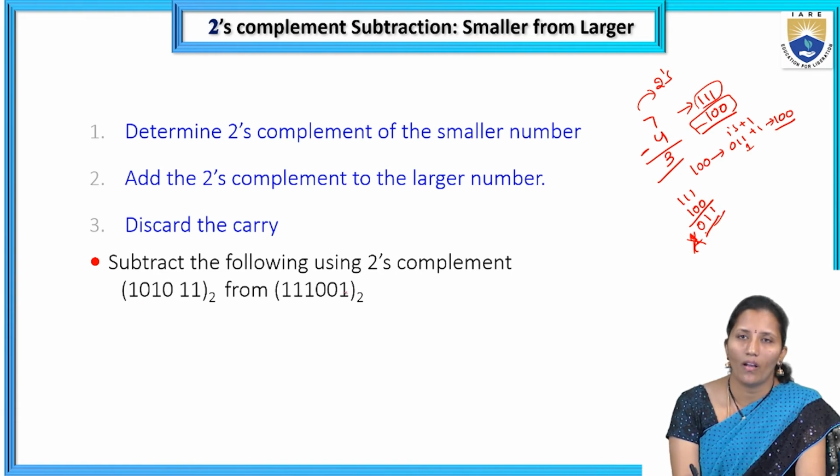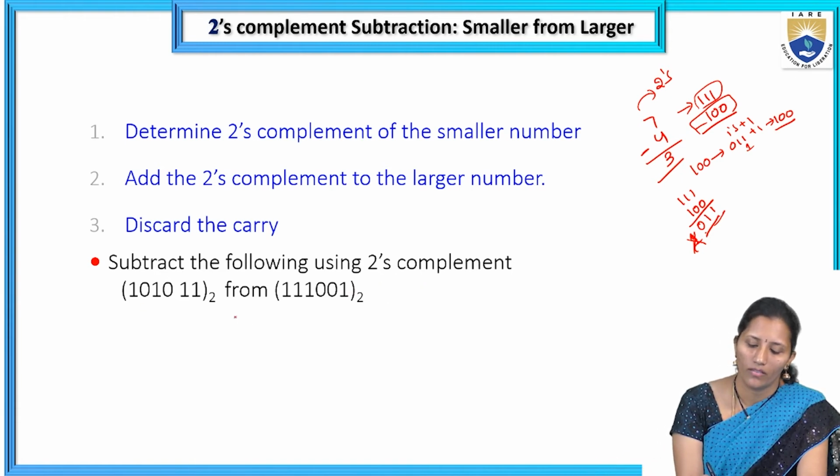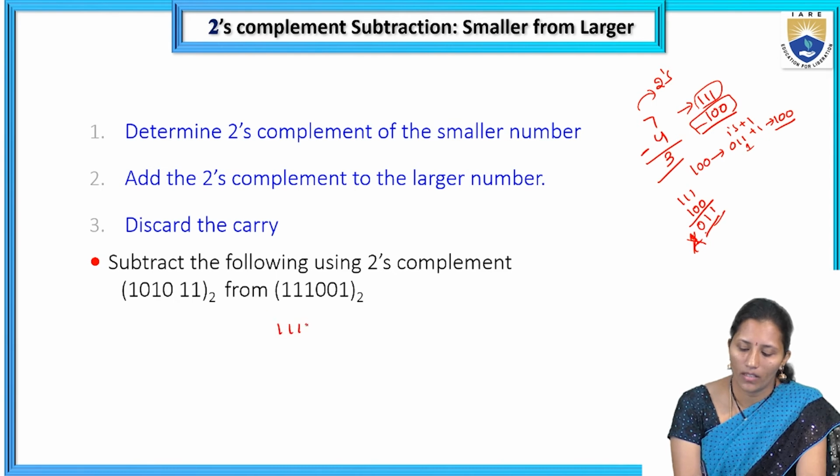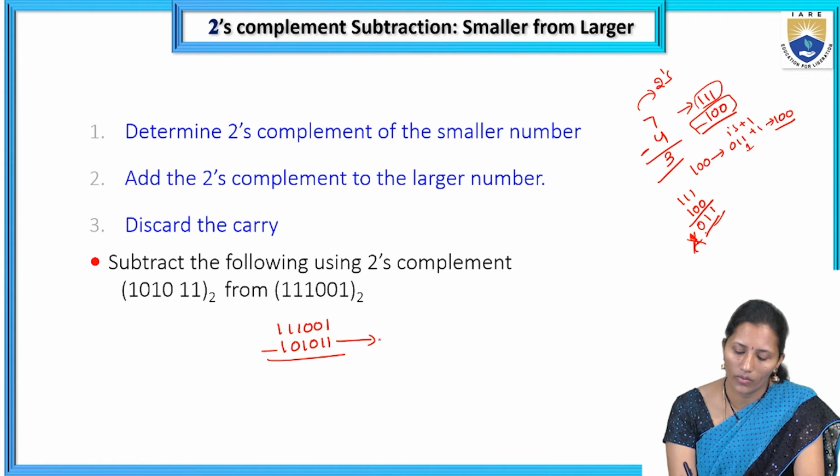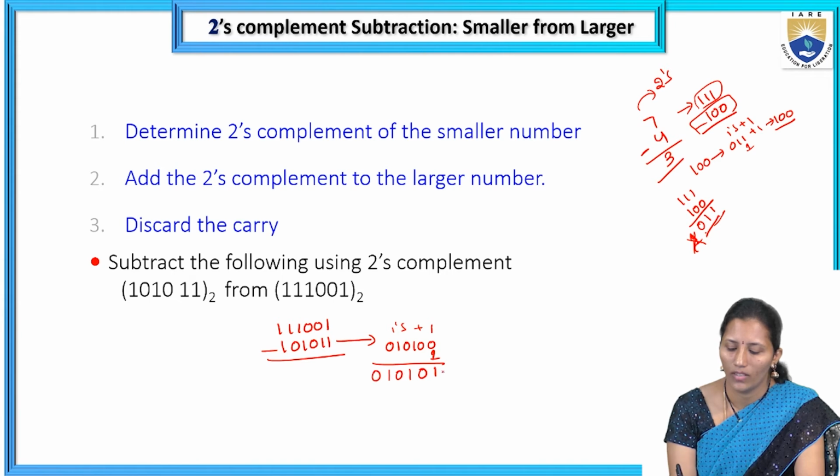So here, subtract the following using 2's complement method. From 1, 1, 1, 0, 0, 1, we have to subtract this one. First find out the 2's complement of the subtrahend. That is 1, 0, 1, 0, 1, 1. So 2's complement is 1's complement plus 1. So first 1's complement is 0, 1, 0, 1, 0, 0 plus 1. That is 0, 1, 0, 1, 0, 1. This is the 2's complement of this number.